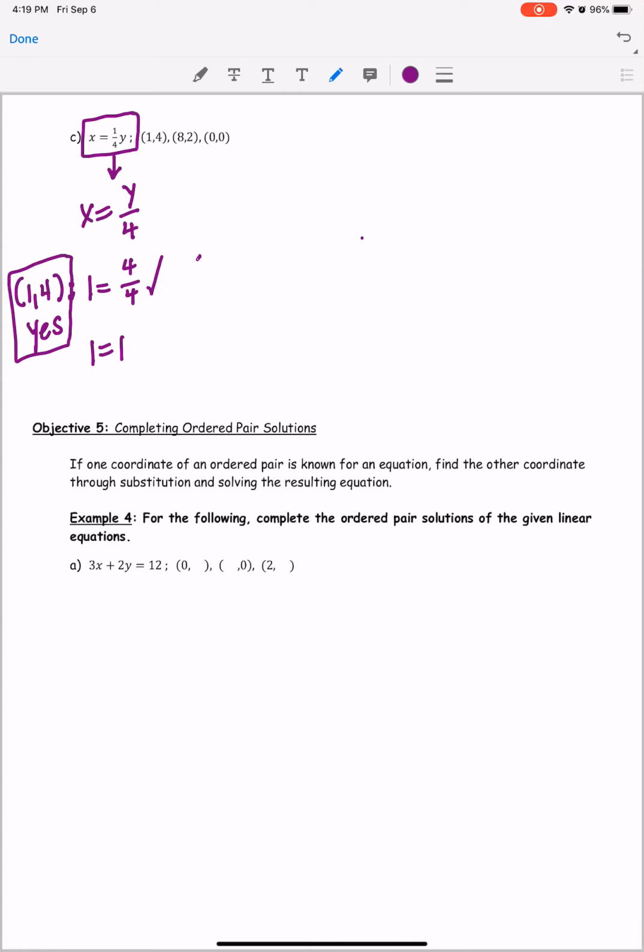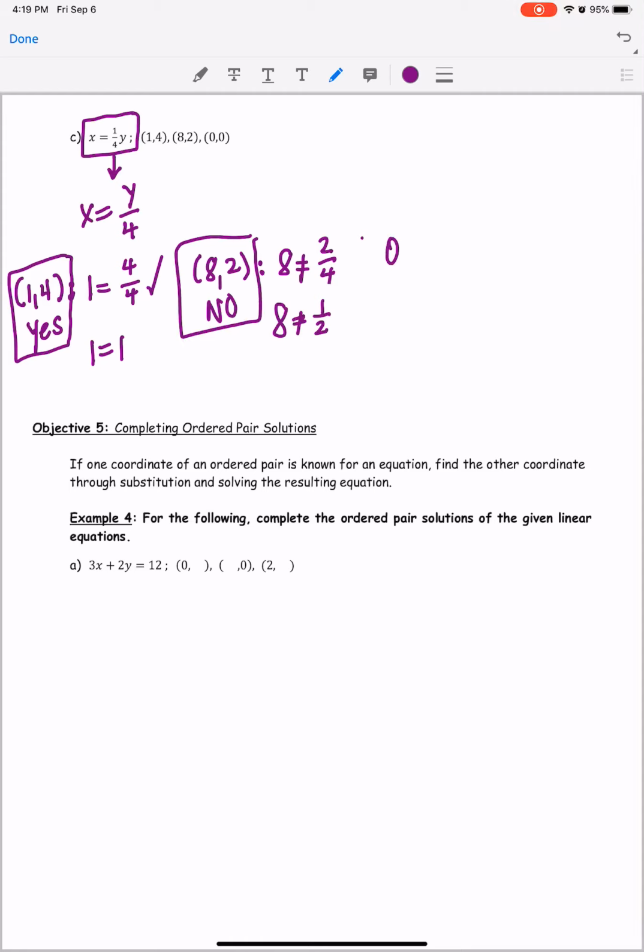My next ordered pair is 8, 2. So 8 is my x, 2 is my y. So we get x equals, which is 8 equals, and then x over 4, y over 4. And y is 2, so 2 over 4. Those are definitely not equal. That gets you 8 equals 1/2. So that one is a no.